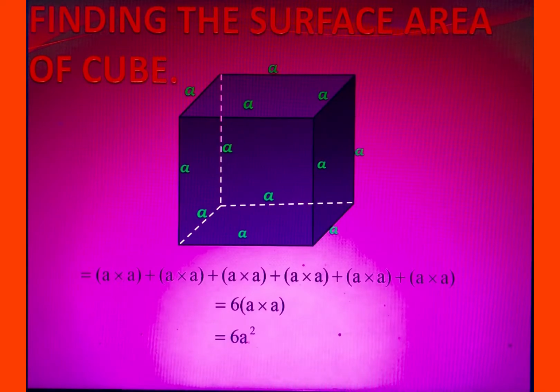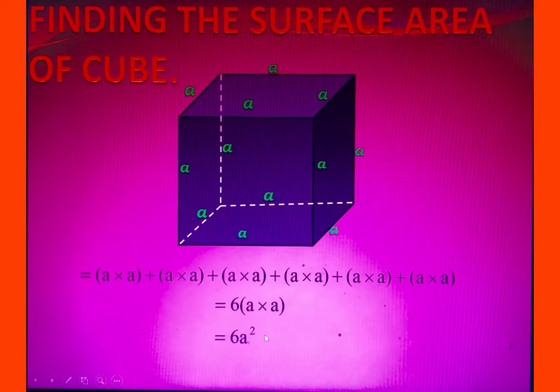So how do we add these areas? Because our requirement is to find the total surface area of cube, so we will add all areas of squares, so we will get total 6 times A into A. So dear, you can say that 6 times A into A means A square, that is total surface area of cube is 6A square, and the unit of area is square units.